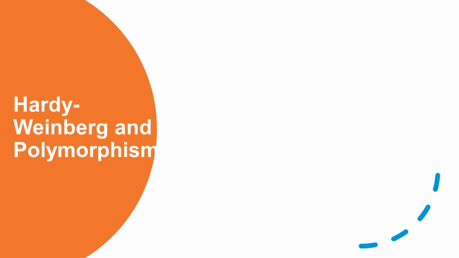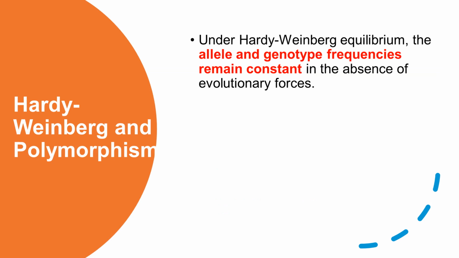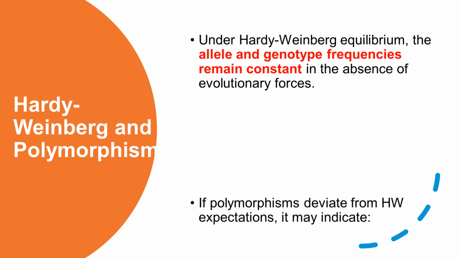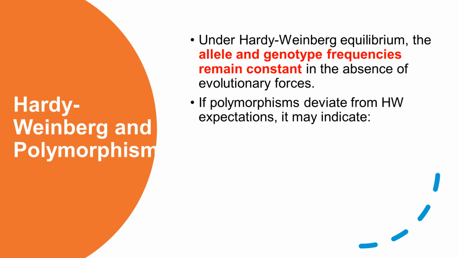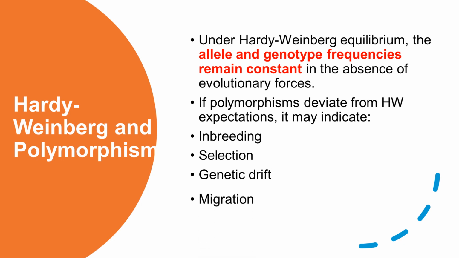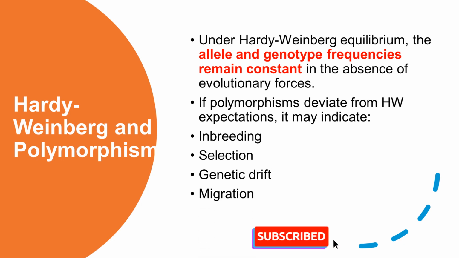Hardy-Weinberg and polymorphism. Under Hardy-Weinberg equilibrium, the allele and genotype frequencies remain constant in the absence of evolutionary forces. If polymorphisms deviate from HWE expectations, it may indicate inbreeding, selection, genetic drift, or migration.